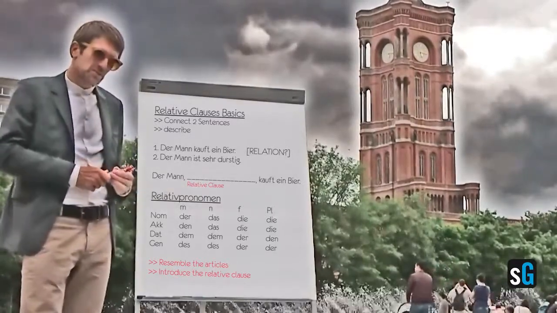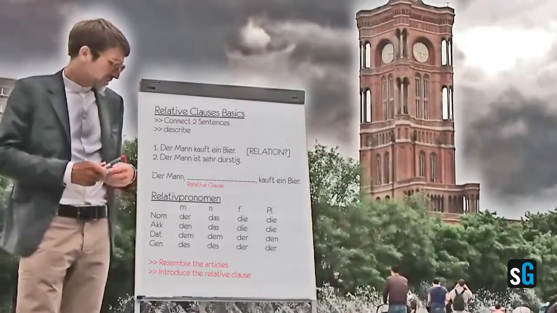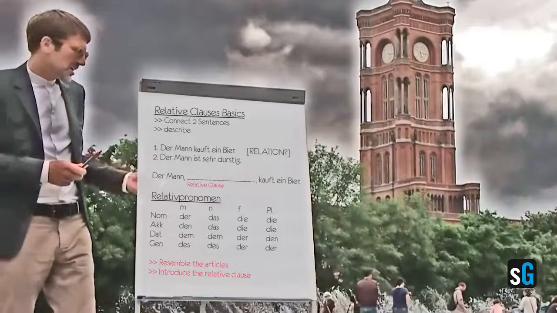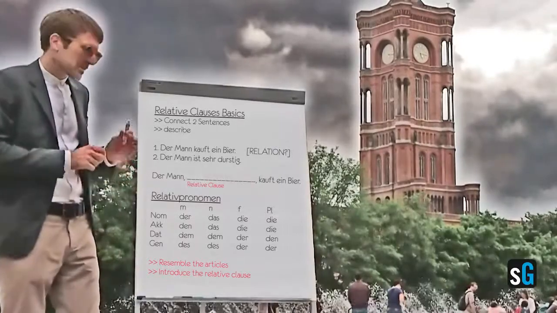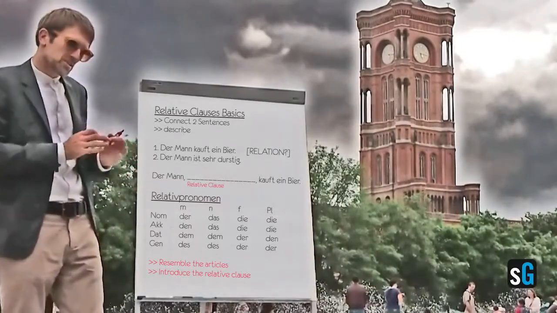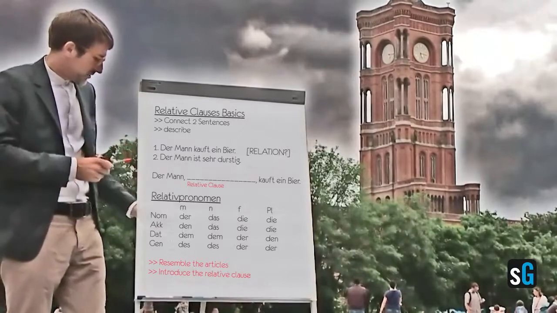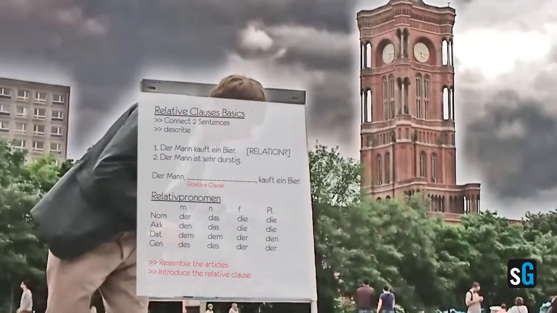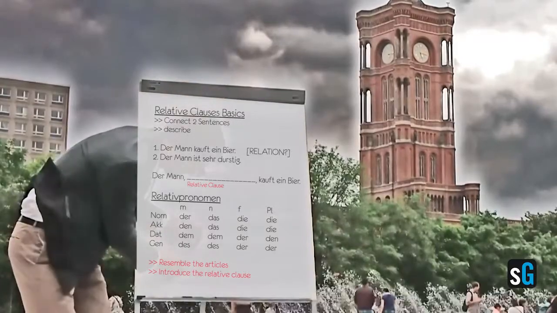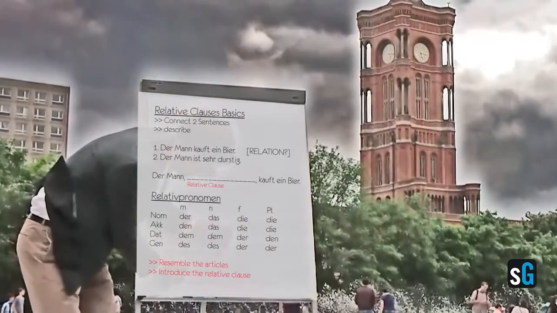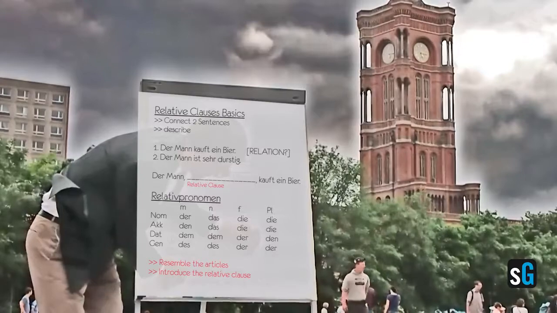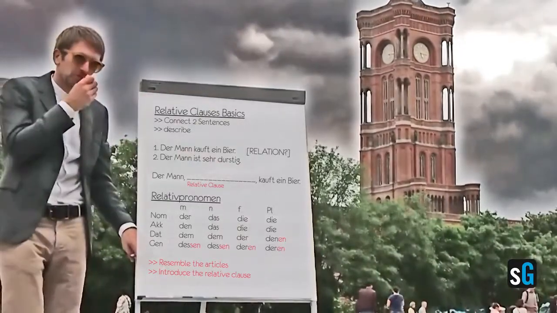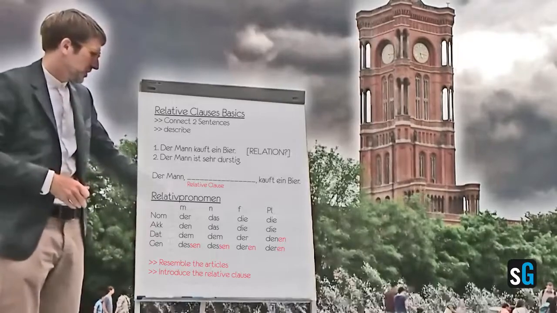This table is not complete yet, but if you take a closer look here, you'll realize that this actually looks pretty much like the articles. Actually, this is the article table, but the relative pronouns are a bit different at certain points. For A2, this doesn't bother us much. It's only here and here that we have to be aware of the fact that we are talking about relative pronouns.